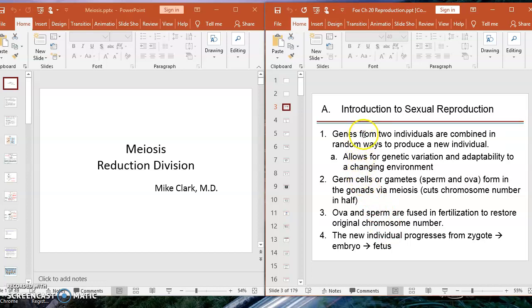So basically, genes from 2 individuals are combined in a random way to produce a new individual. That allows for genetic variation and adaptability to a changing environment. Okay? It is through this process that we get adaptation to our environment. Okay? Germ cells, also called germination cells, sperm and the egg, which are in the gonads, the ovary and the testes, come together and produce the 46 chromosomes, original number, and then we're back to where we mentioned.